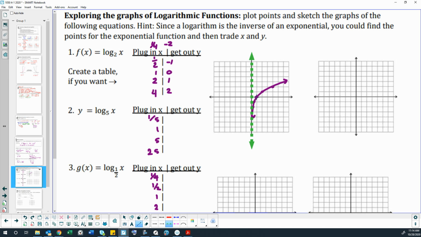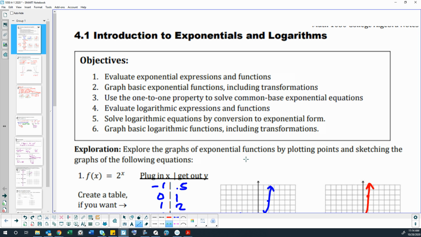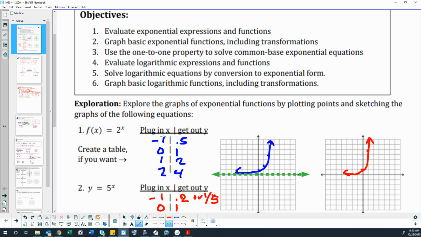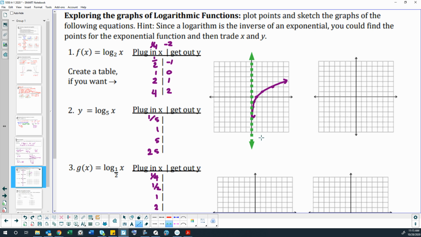We've got our intercept at (1, 0), and I don't know if this looks familiar at all from the exponential we did yesterday, which had 2 to the x power, and we plugged in the numbers from -1 to 2, and we got these various numbers with this shaped graph with our asymptote at y = 0. So now we've switched that around. It's the inverse. So the x values have become our y values, and our y values have become our x values. The x's and y's have traded. The y-intercept is now an x-intercept. The horizontal asymptote is now a vertical asymptote. Everything has just traded.